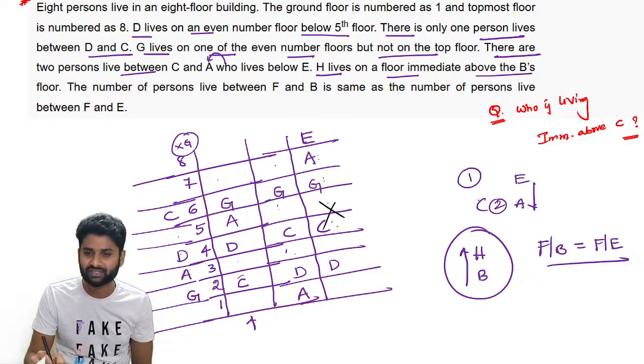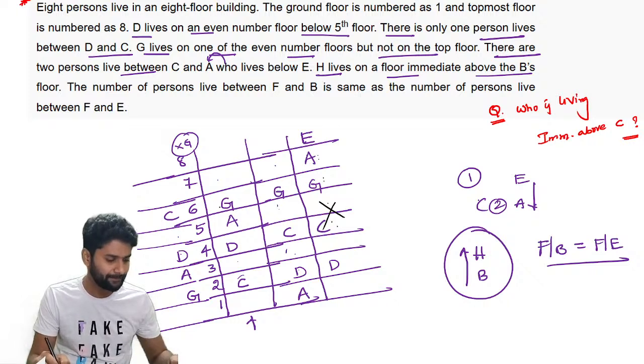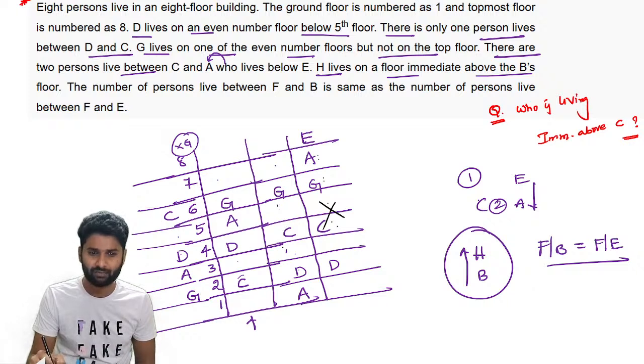Let's go for the next condition. Number of floors between F and B and F and E. And H lives above B, right? H lives above B. And E lives above A. So let us assume that E is here. If I take E here, you cannot place F, because you are unable to arrange F and B and F and E.